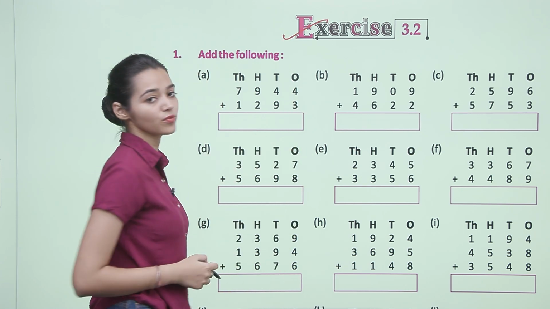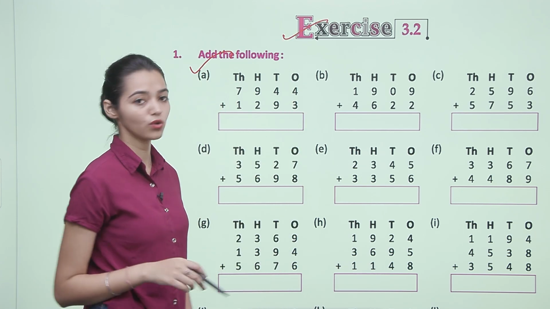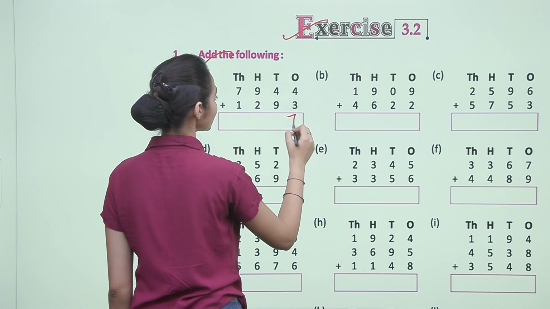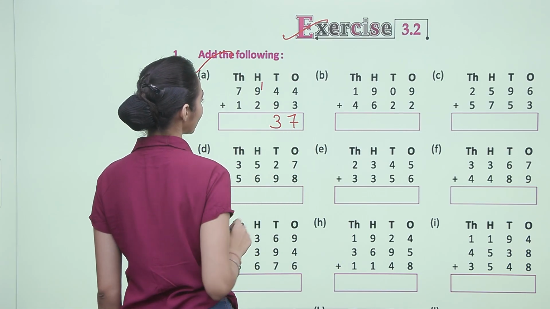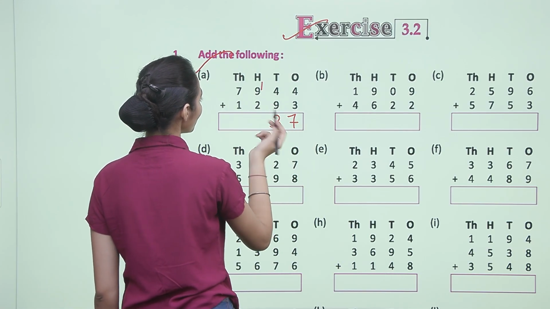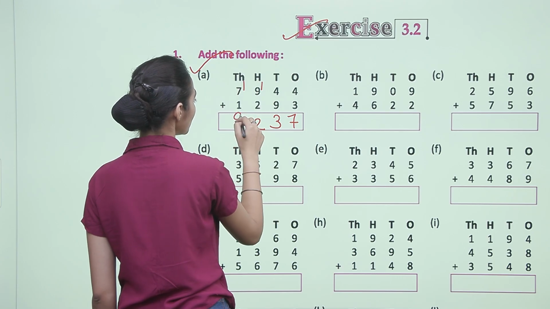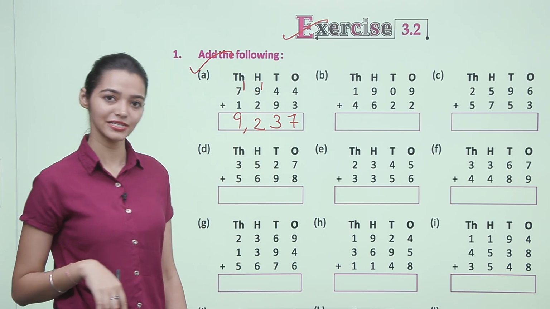Now let's start with exercise 3.2. In the first part we have to add all the following. Now the first one is 4 plus 3, 7, 9 plus 4, 13, 1 carry over, 9 plus 2, 11, plus 1, 12, 1 carry over, 9,237 is the correct answer.